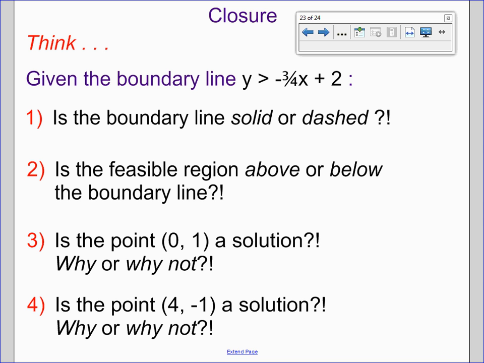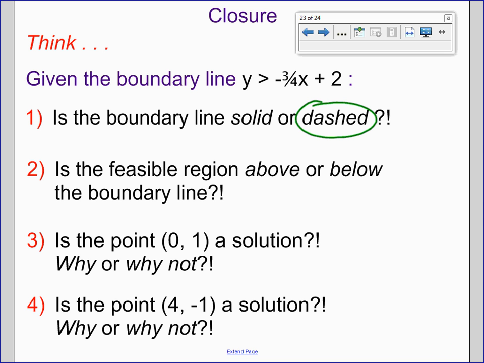Okay, ladies and gentlemen, let's take a look at our closure for the day. Given this linear inequality, y is greater than negative 3/4 x plus 2, is the boundary line solid or dashed? Emily? Dashed. Raise your hand if you have dashed. And why would that be dashed, Chloe? Because it's just greater than, it's not equal to. Absolutely. It was strictly greater than, not greater than or equal to.